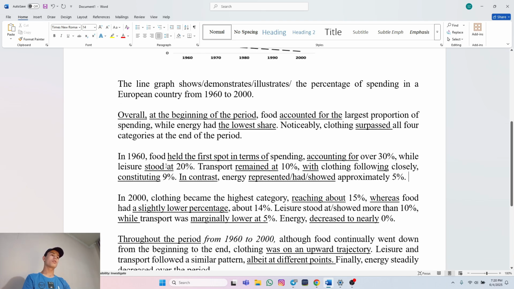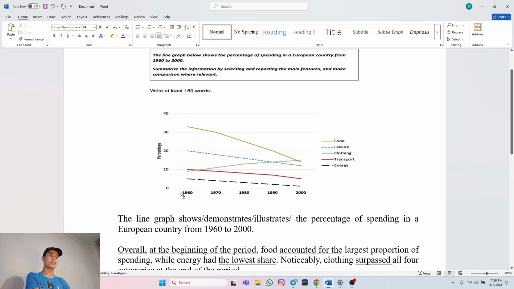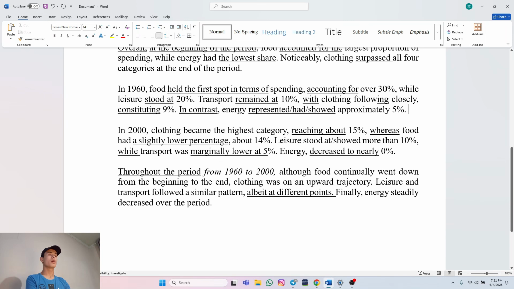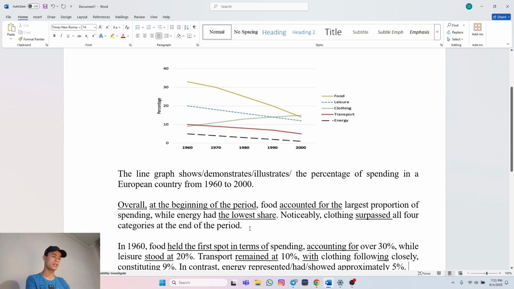Okay. Our first body paragraph is over. We described this year's information, okay? Only this year's information. For example, if energy's share started from this year, you don't have to add this category to this year. You only have to describe this year's information, and if it starts from this year, you can write it in the last body paragraph. I will teach it soon.